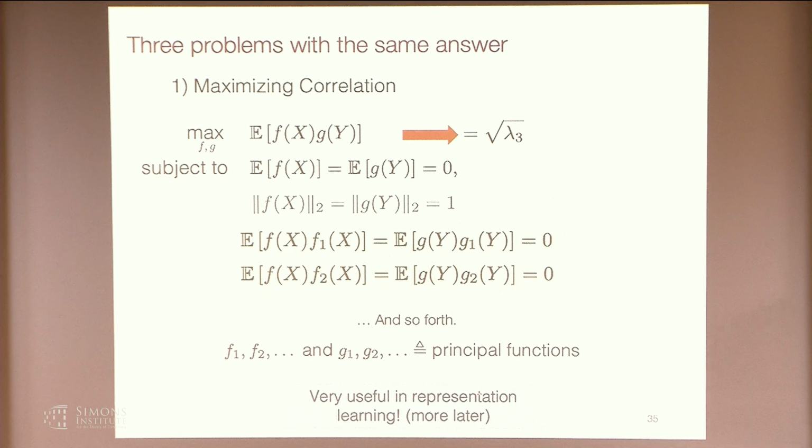between x and y. This is useful in something that's related to representation learning. We're going to be talking about this all the way at the end of the talk. And these singular values here are what I call the principal inertial components. So that's the first problem.